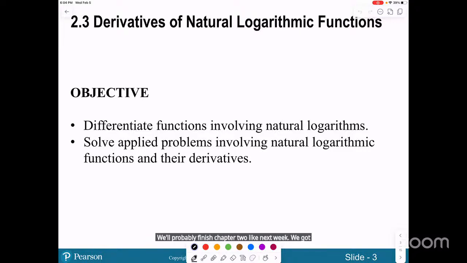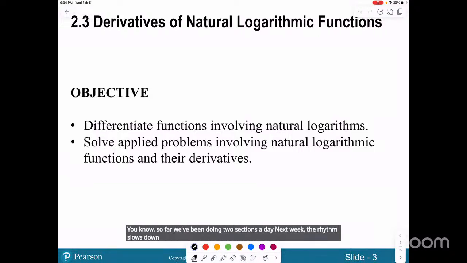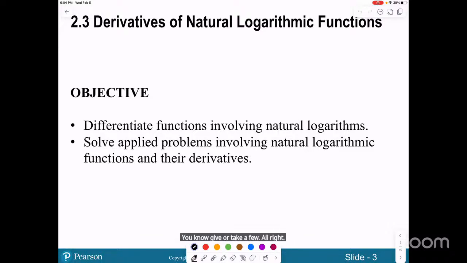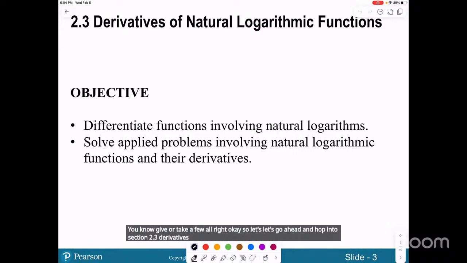So soon. All right. Today our goal is to go through 2.3 and 2.4. So far we've been doing 2 sections a day. Next week the rhythm slows down. It reduces to approximately one section per day, give or take a few. All right. Okay. So let's go ahead and hop into section 2.3, derivatives of natural log functions.